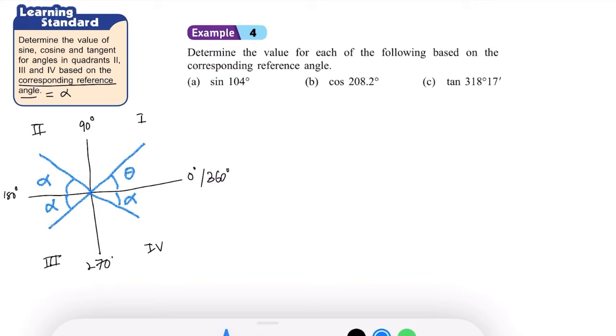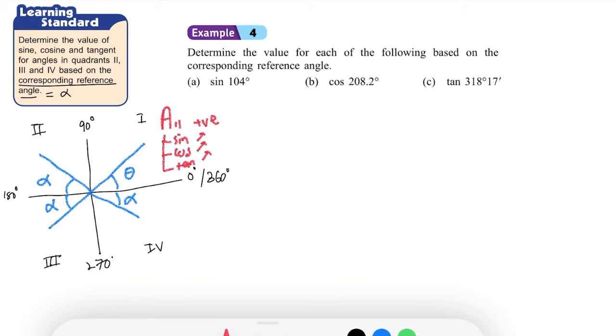Okay, next, how do we determine the value? First, you need to know that in the first quadrant, all values for trigonometric ratio are positive. When I say all, meaning that the sine value would be positive, the cos value will be positive, also the tangent value will be positive. This is basic.